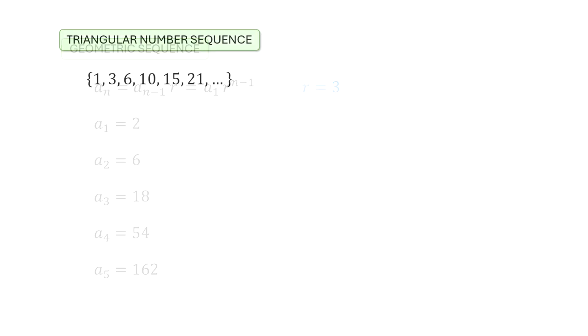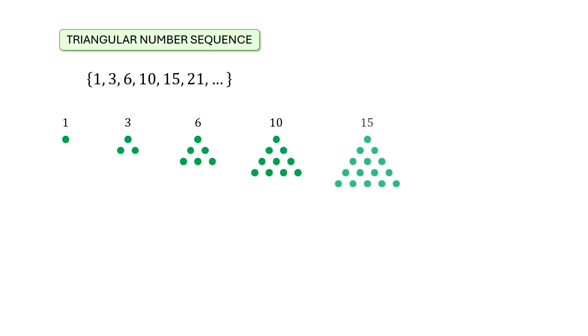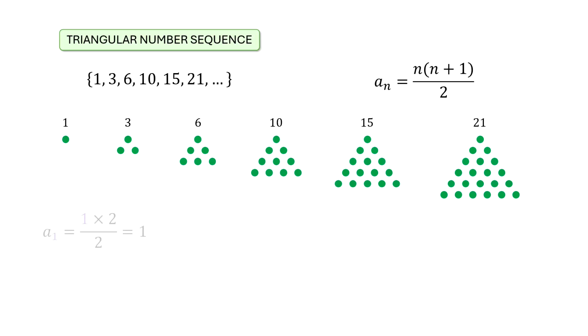Have you ever heard of triangular numbers? They represent the number of dots that form an equilateral triangle when arranged in rows. If we add another row of dots and count them all, we'll get the next number in the sequence. We can also use the following rule, instead of counting each dot.